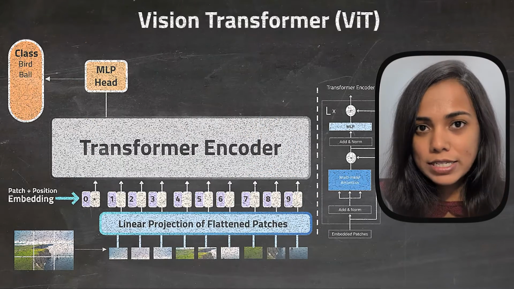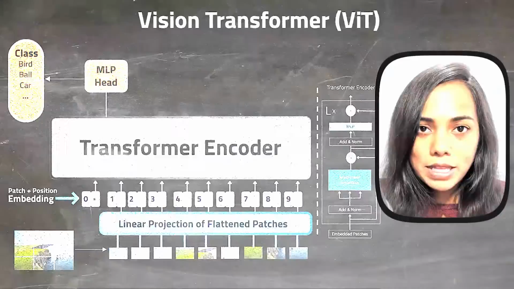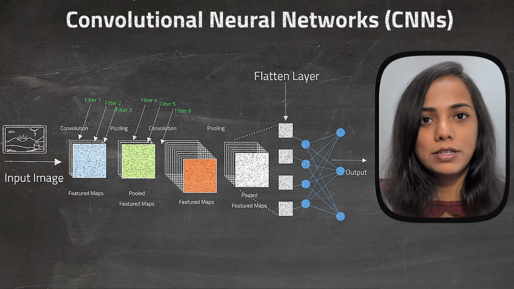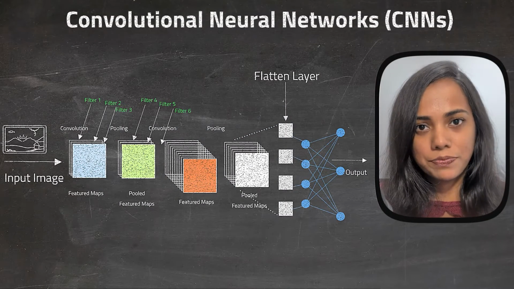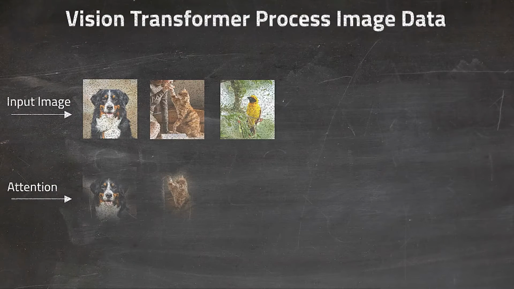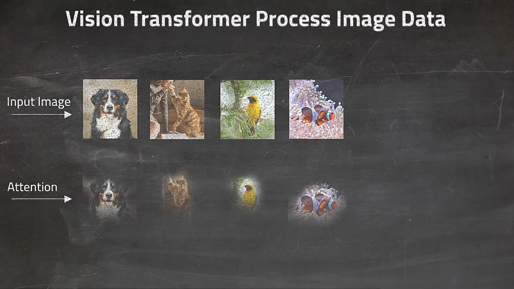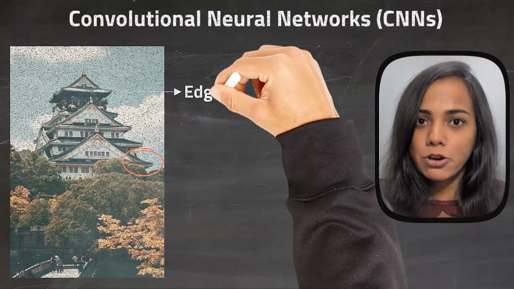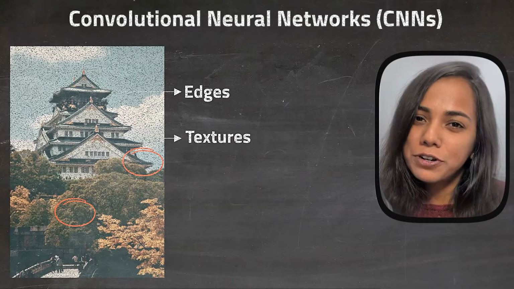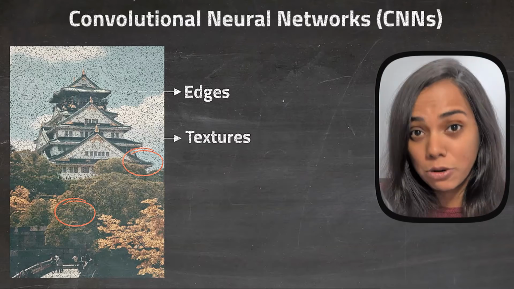In contrast, traditional image processing methods like convolutional neural networks examine images piece by piece using sliding windows, much like a small flashlight going over the image to identify patterns. These approaches excel at identifying local features such as edges or textures, but they often struggle to grasp how different parts of the image relate globally.